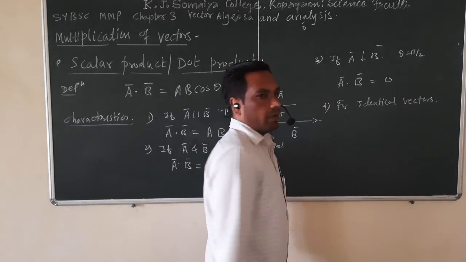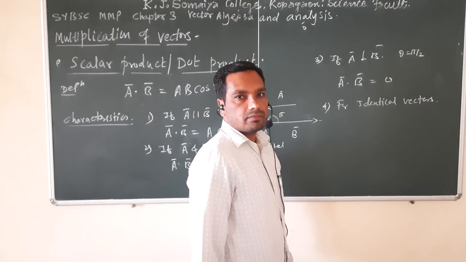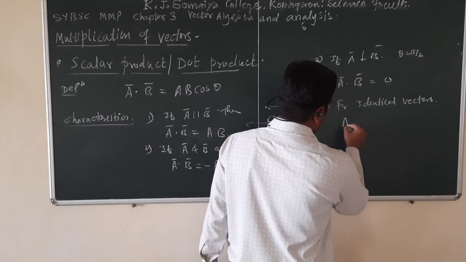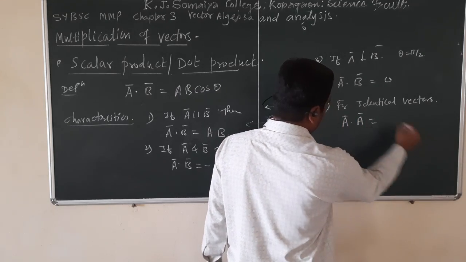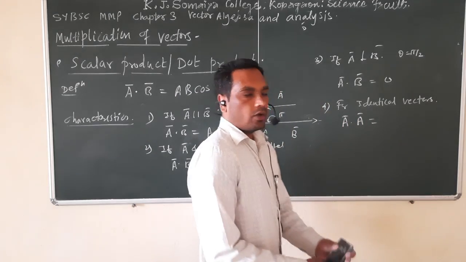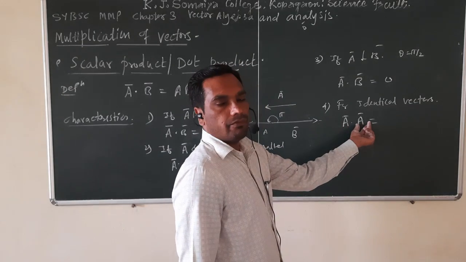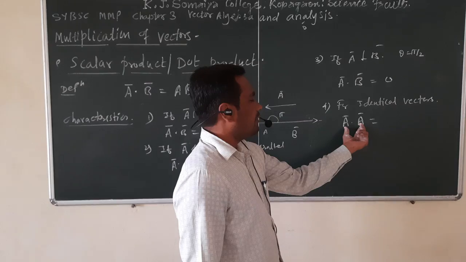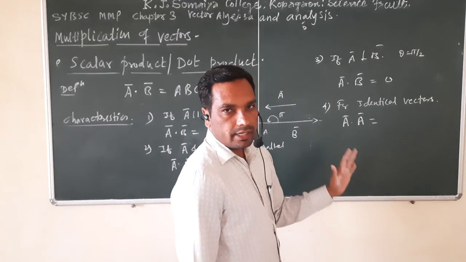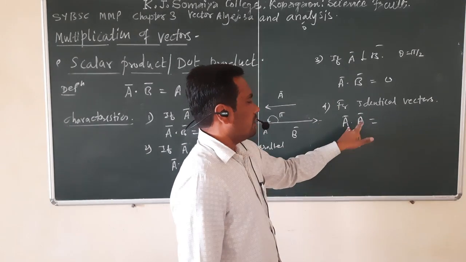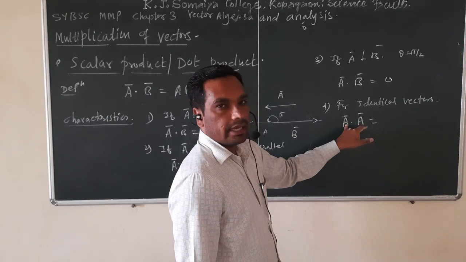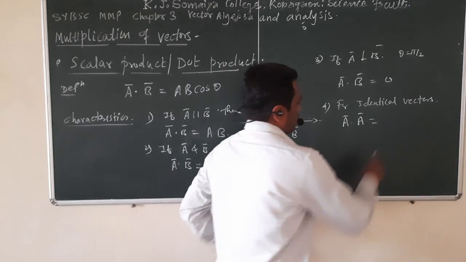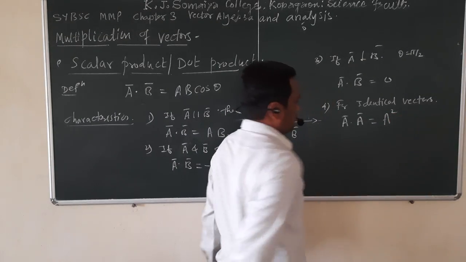Okay, what is meant by identical vectors? Identical vectors means vector A dotted with vector A. If you take the dot product of this vector with itself, the angle between the same vectors is again 0 degrees, and the magnitude of this vector is a, the magnitude of this is a, and cos of 0 is 1. So a dot a becomes a square.